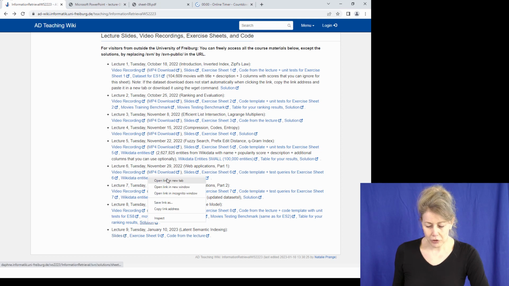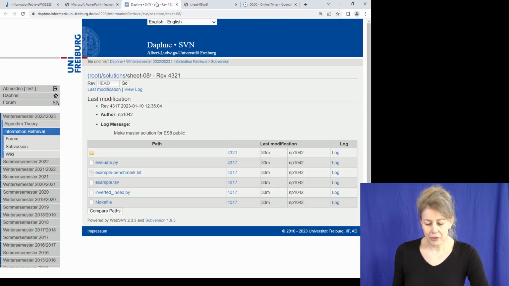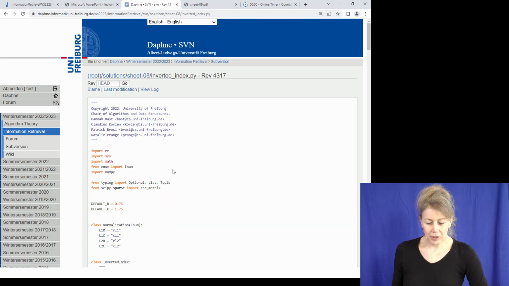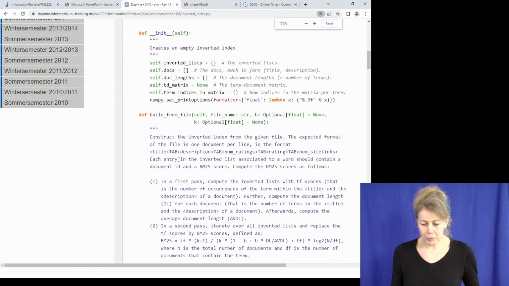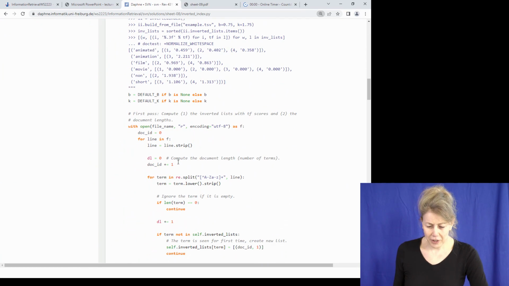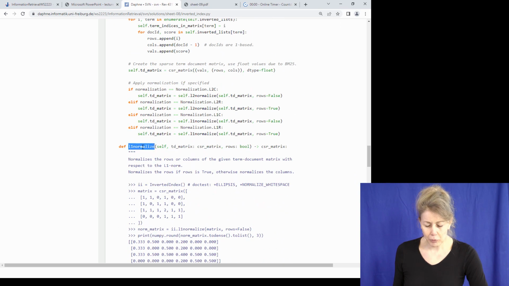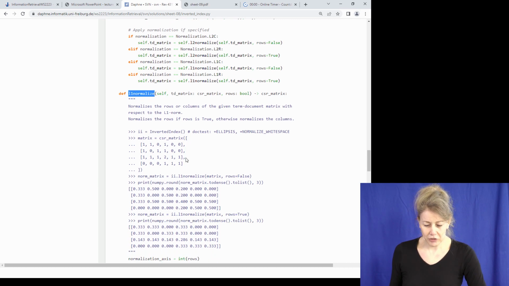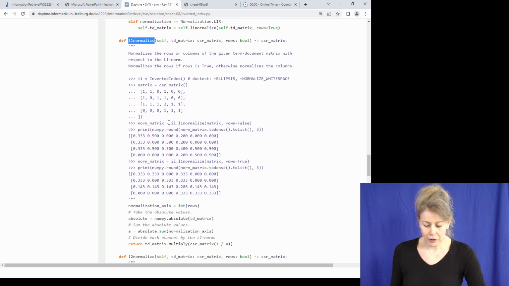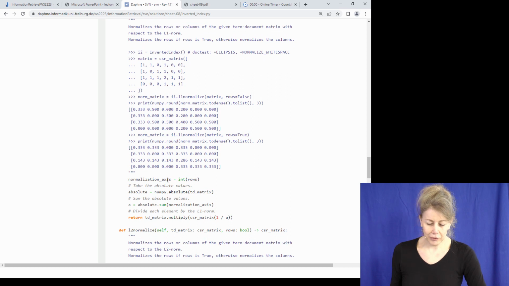The solution, it's now past the deadline, so it's linked here. Here's the master solution. This was basically all stuff that was given to you. Let's look at the routine for L1 normalize. So that's now the solution. Most of it is just doc tests. We give you a lot of doc tests. And this is the code.